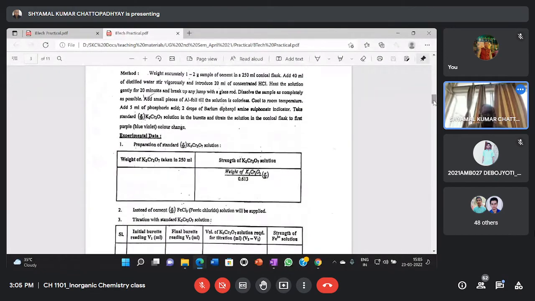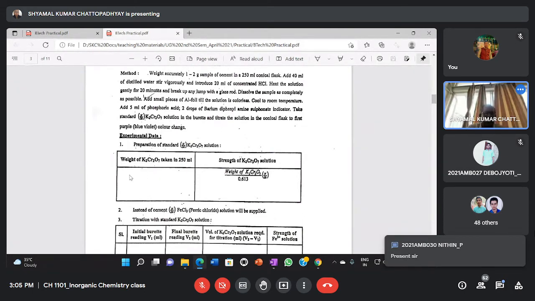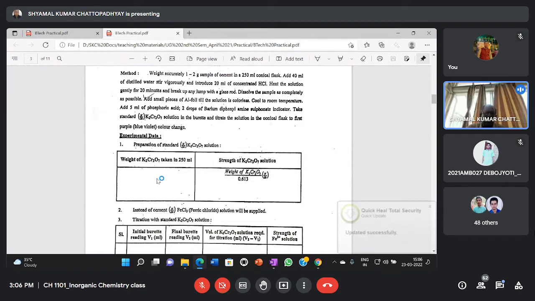First of all, preparation of standard dichromate solution. So the weight of potassium dichromate taken into 50 milliliter. Write down here: weight taken is 0.615 gram. So please write down here, you will write the amount of dichromate taken is 0.615. Okay. All of you please note down here, the amount of dichromate taken is 0.615.